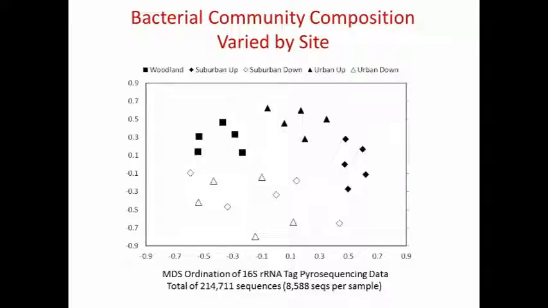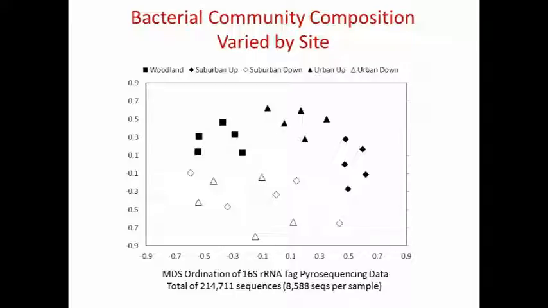So the squares are all of the woodland sites, and I have five replicates of the woodland sites. On this graph, if two sites are close together, it means their communities are very similar in composition. If two points are far apart on the graph, it means their communities are not similar to each other. So what you can see on this graph is a very nice clustering of some of the sites. So the woodland sites were different.